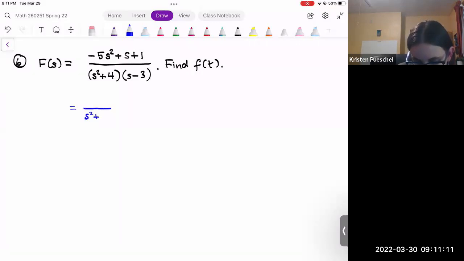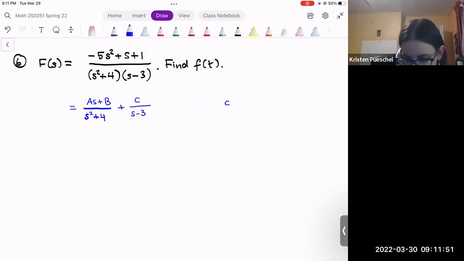When we see an irreducible quadratic like this, we're going to write a linear numerator. So as plus b. And then we have a non-repeated linear term. So it's going to just look like c over s minus 3. So the idea is we can figure out what c is using the cover-up method because it's a non-repeated linear term. But then we're going to add these terms back together and find a and b. Okay, so let's find c just real quick here.